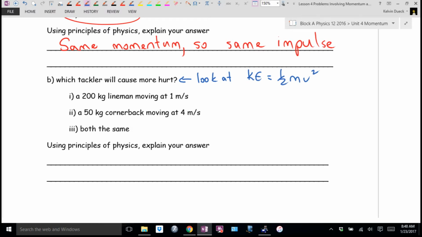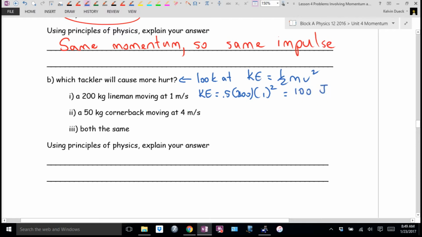Okay? So how much kinetic energy does the lineman have? Well, it's going to be 0.5 times 100 times 1 squared. 1 squared is 1 times 100 is 100. Half of 200 kilograms. Half of 200 is what? So the lineman has 100 joules of energy.